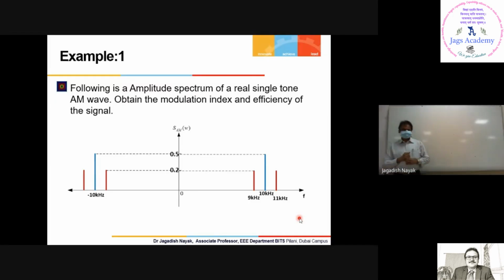Can you do this? Do this now. Okay? How to do this? Is the question. Obtain the modulation index and efficiency of the signal. That 0.5 and 0.2 is given to you. Right? Okay, so how do you obtain?